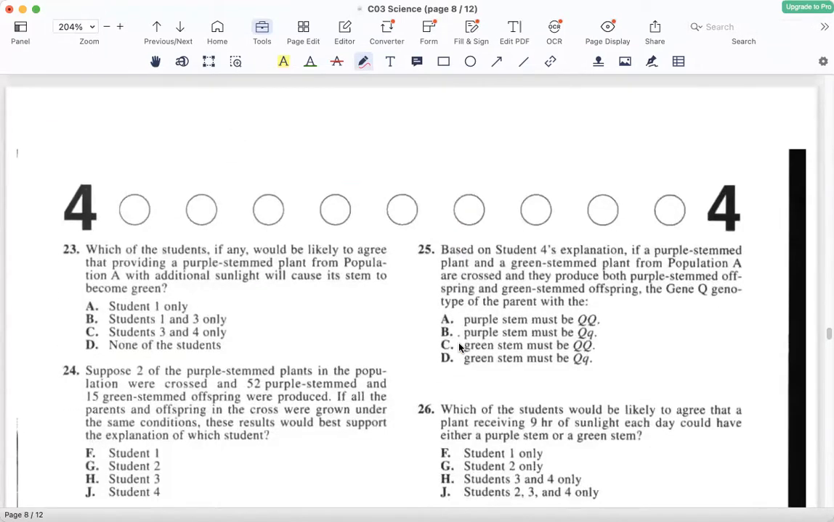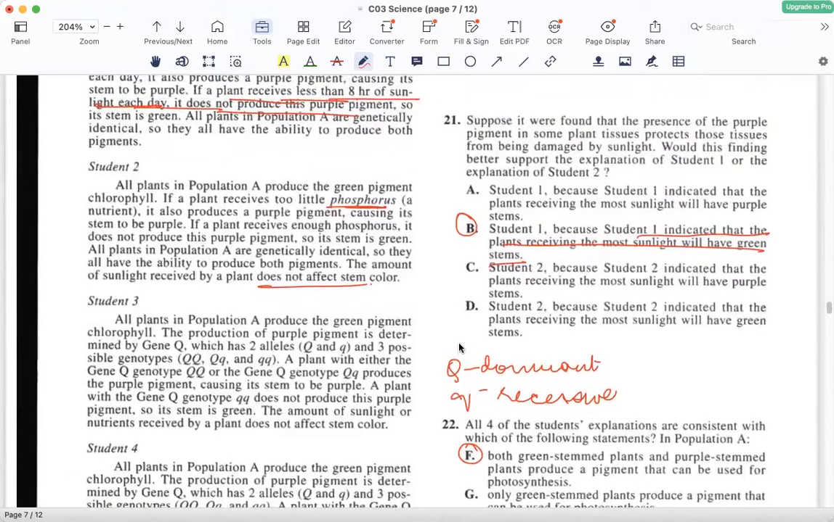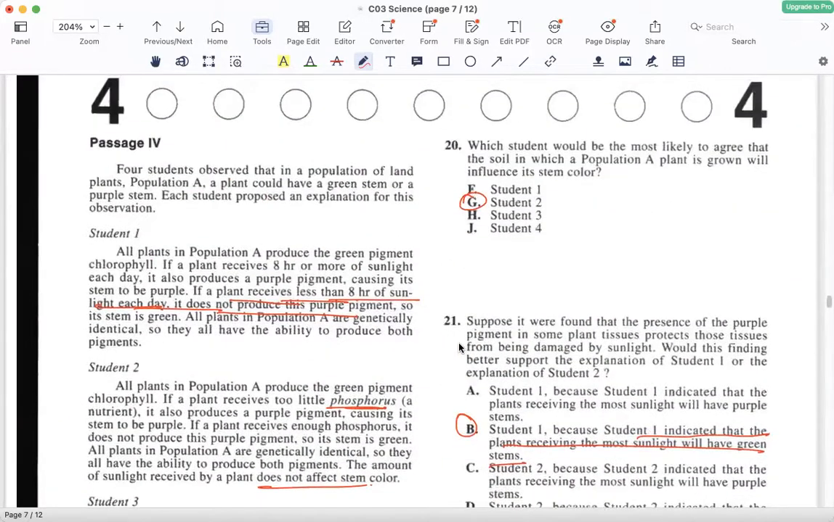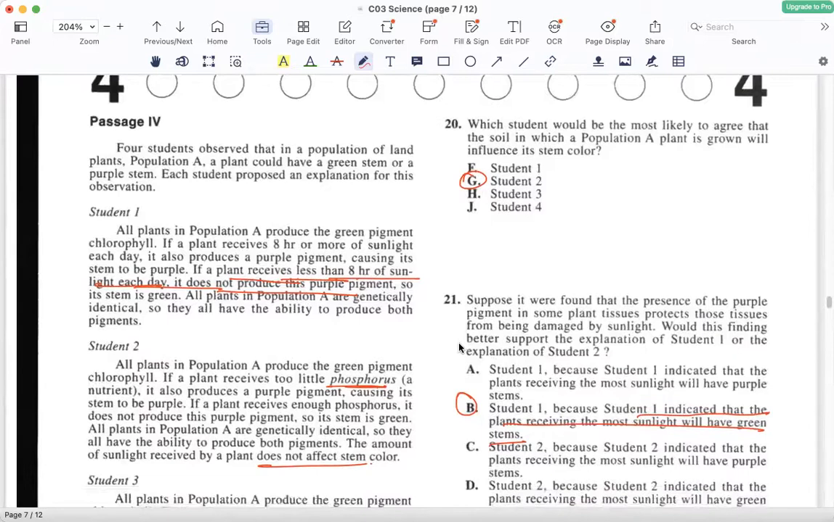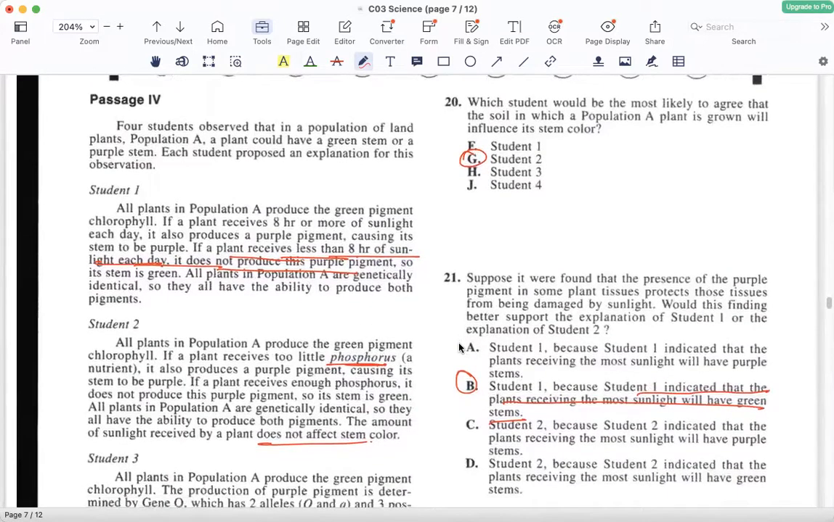Which of the students, if any, would be likely to agree that providing a purple-stemmed plant from population A with additional sunlight would cause its stem to become green? Additional sunlight. Yeah, so that would be student 1, because if you give it additional sunlight, it will, wait, I think of a B. Yeah, for 21, it has to be B, A. Yeah, sorry, I made a mistake there.